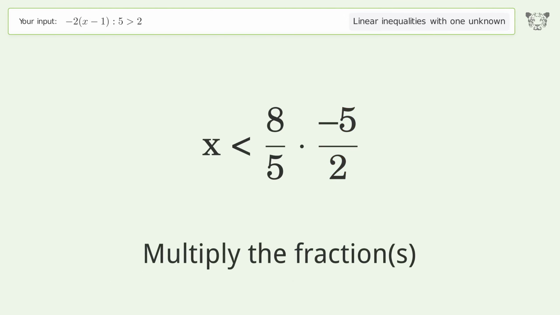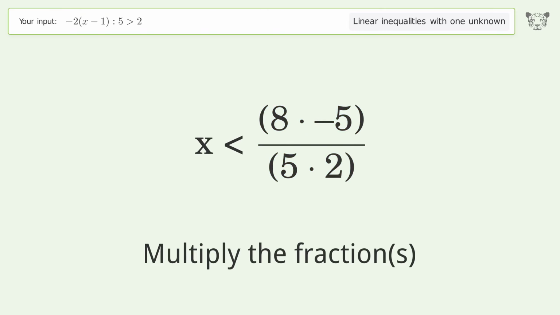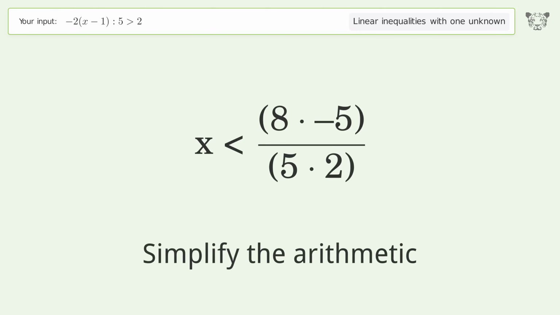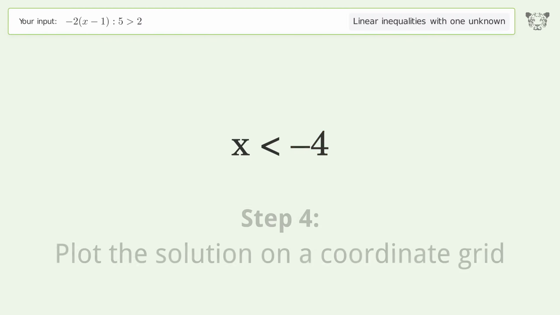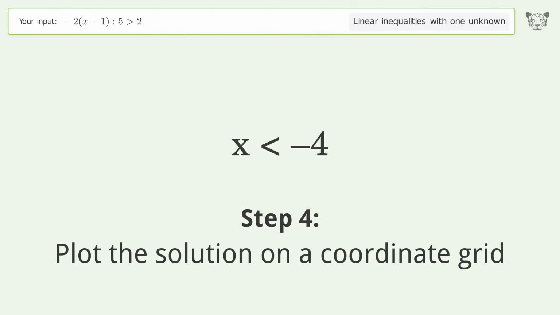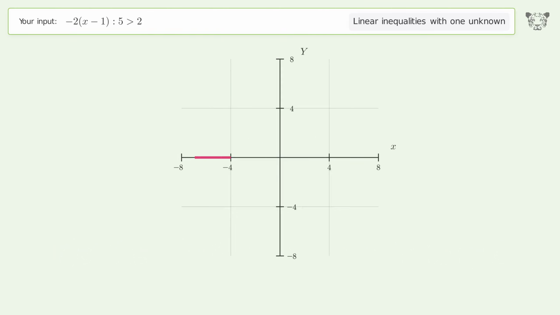Multiply the fractions. Simplify the arithmetic. Plot the solution on a coordinate grid. And so the final result is x smaller than -4.